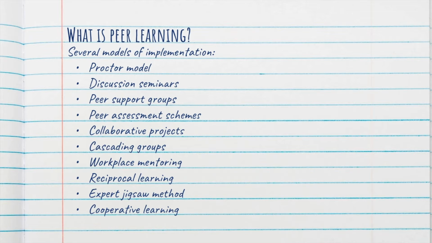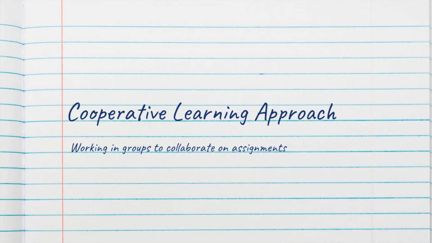There are several models of implementation for peer learning. This list, though long, does not fully cover all of the different models that can be used for peer learning, but can give you a good place to start if you're looking for ways to implement peer learning into your classroom. For the purpose of this video, I will give an example of how to implement the peer learning concept of cooperative learning. Cooperative learning is working together in groups to collaborate on an assignment.